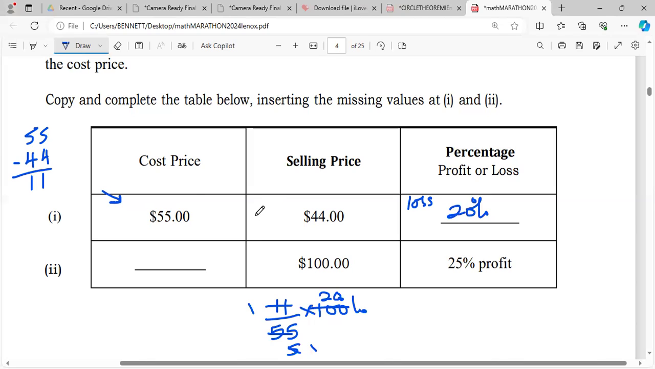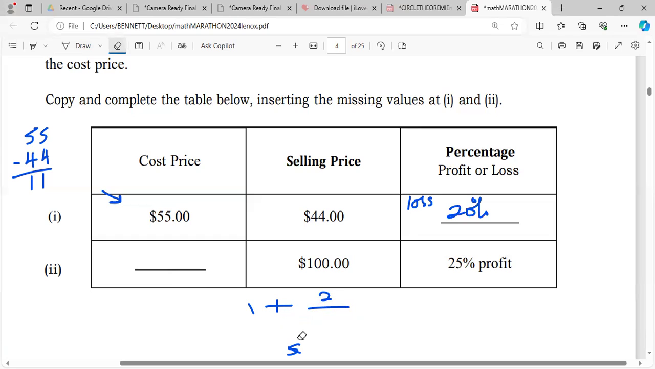Alright, this part says now we want to find out the cost price. But they give us some information. They said that the selling price was $100 and they make 25% profit. That means the cost price in this case would be less, right? So all we can do, we can set it out in such a way. We don't know what this is, so we're going to use X to represent the cost price.